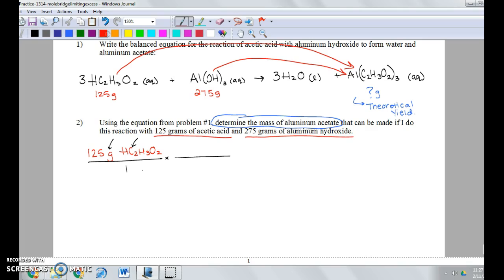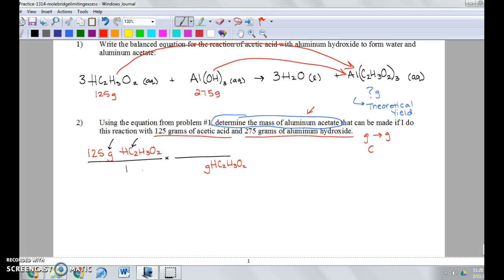So, every time you do a conversion, you are going to take those units that you start with, and they're going to be dropped kitty corner or diagonal to where you started with, HC2H3O2. Now, I know the grams have to go on the bottom here because that's what I started with, but the question is, where am I going? Remember, we are solving for the mass of aluminum acetate. So we are basically doing a grams to grams conversion.